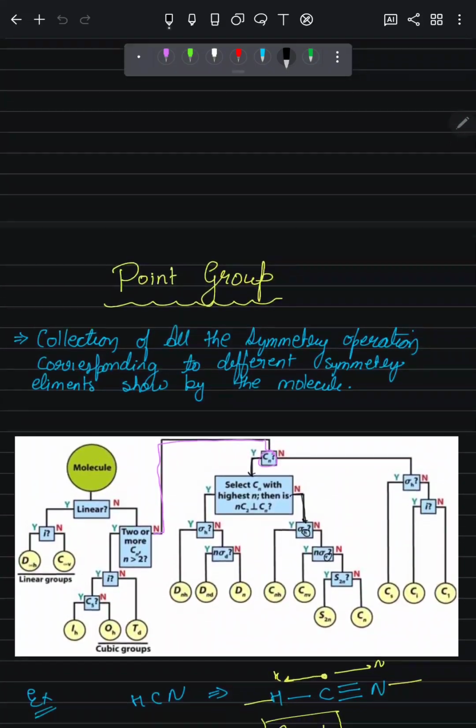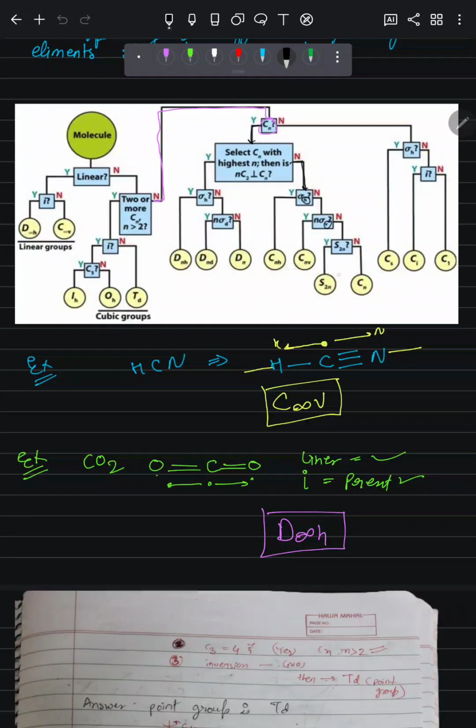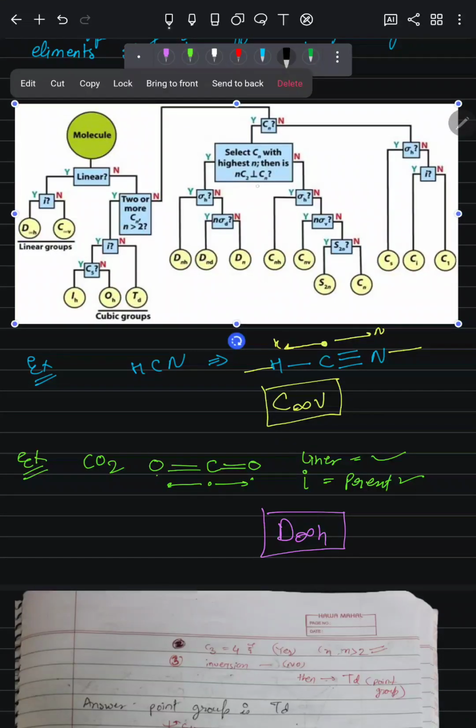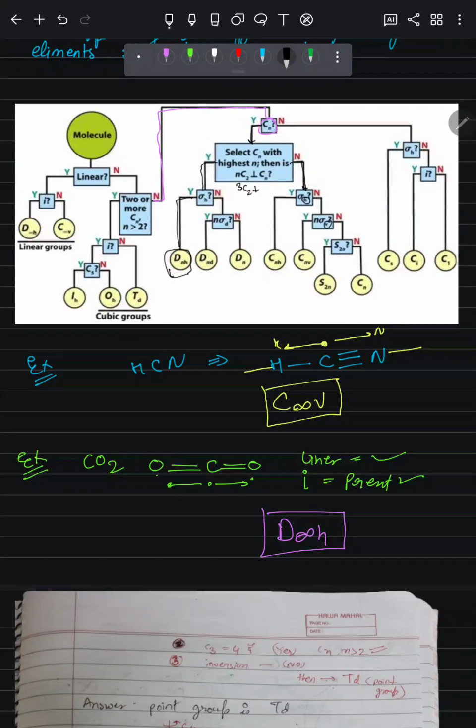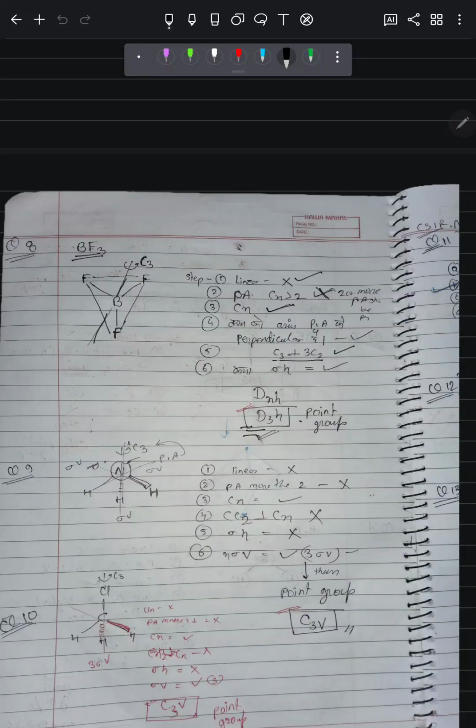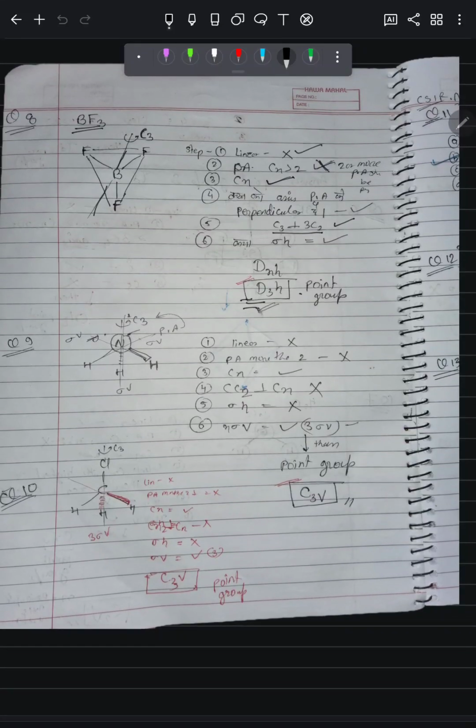As you can see from here, D3h will be the point group. A sigma h is present here, and there are three C2s perpendicular to the C3. So there is a C3 with three perpendicular C2s.